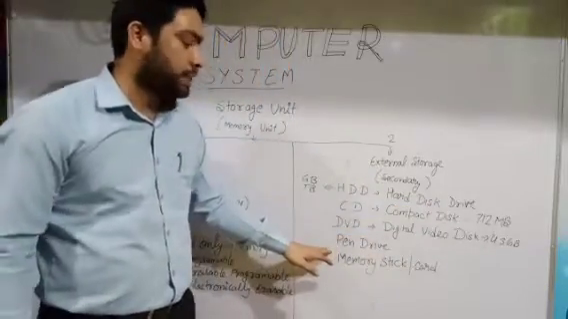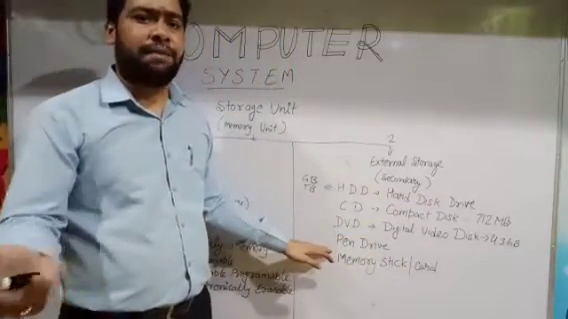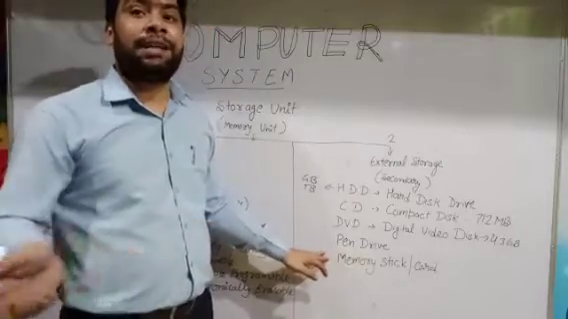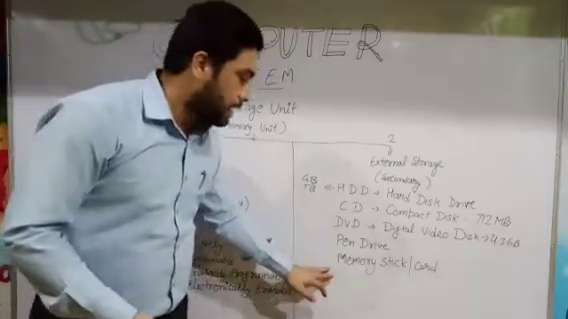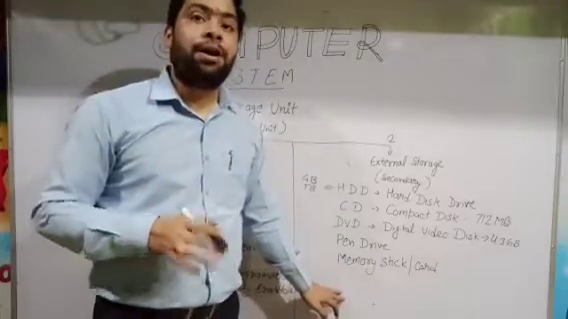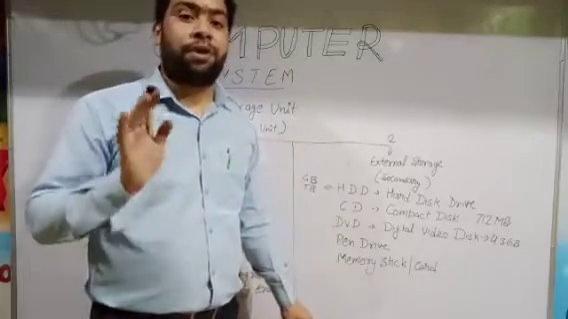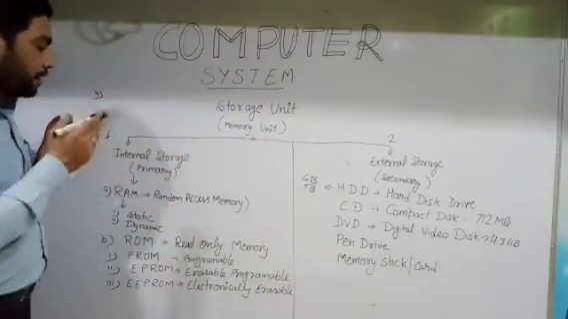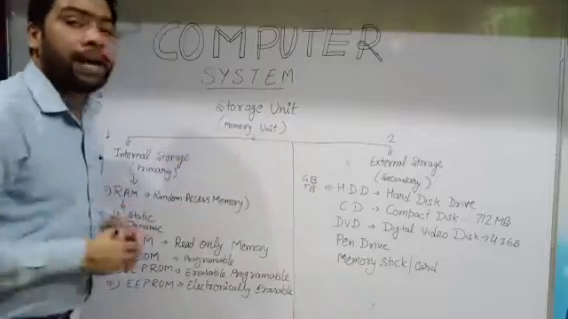Now the next one is the pen drive. Very handy. These days we use different companies' pen drives to store and carry data with us. And the last one is memory stick, memory card, especially used in our mobiles to store data for a long period. So this is the description of the storage unit, internal and external storage.